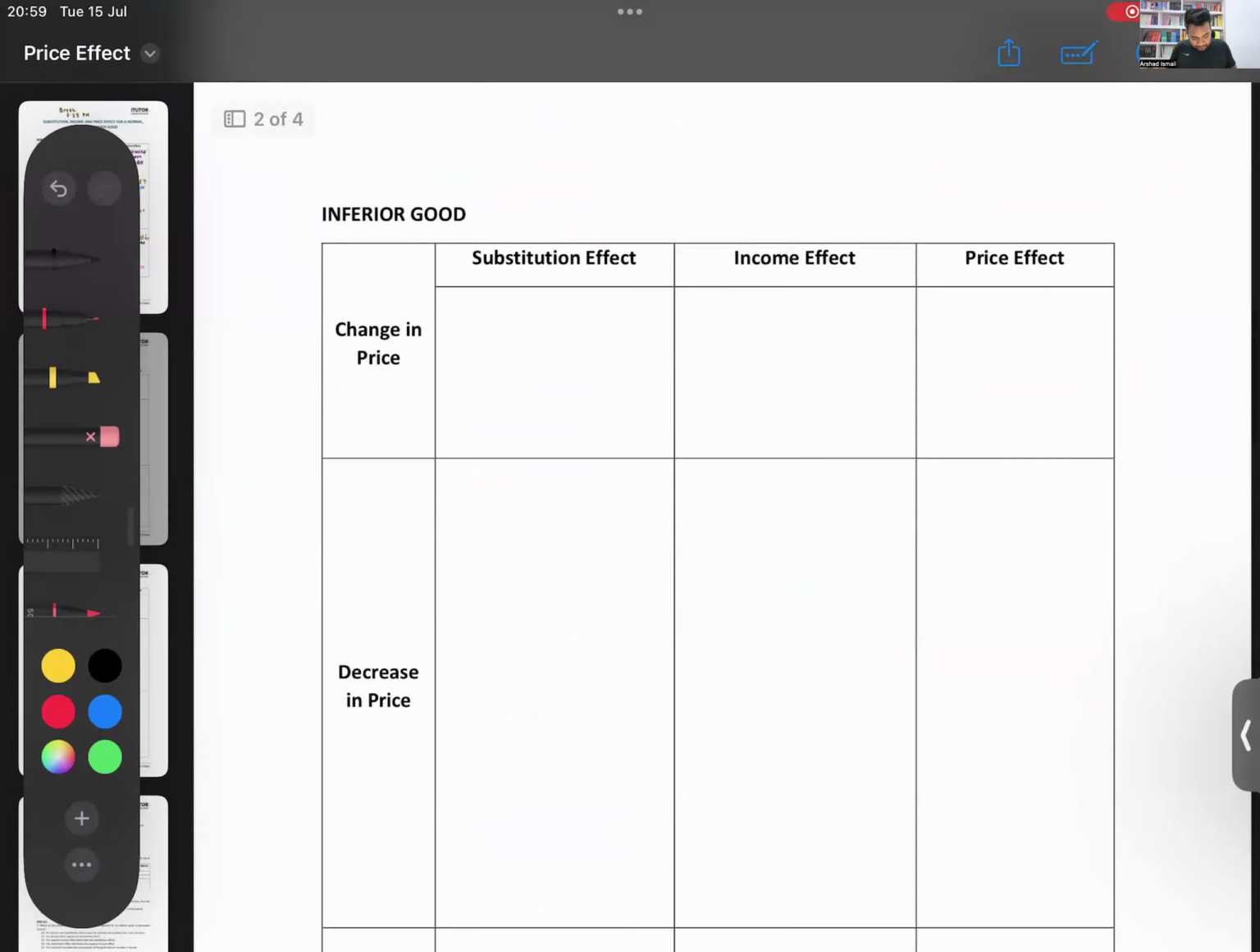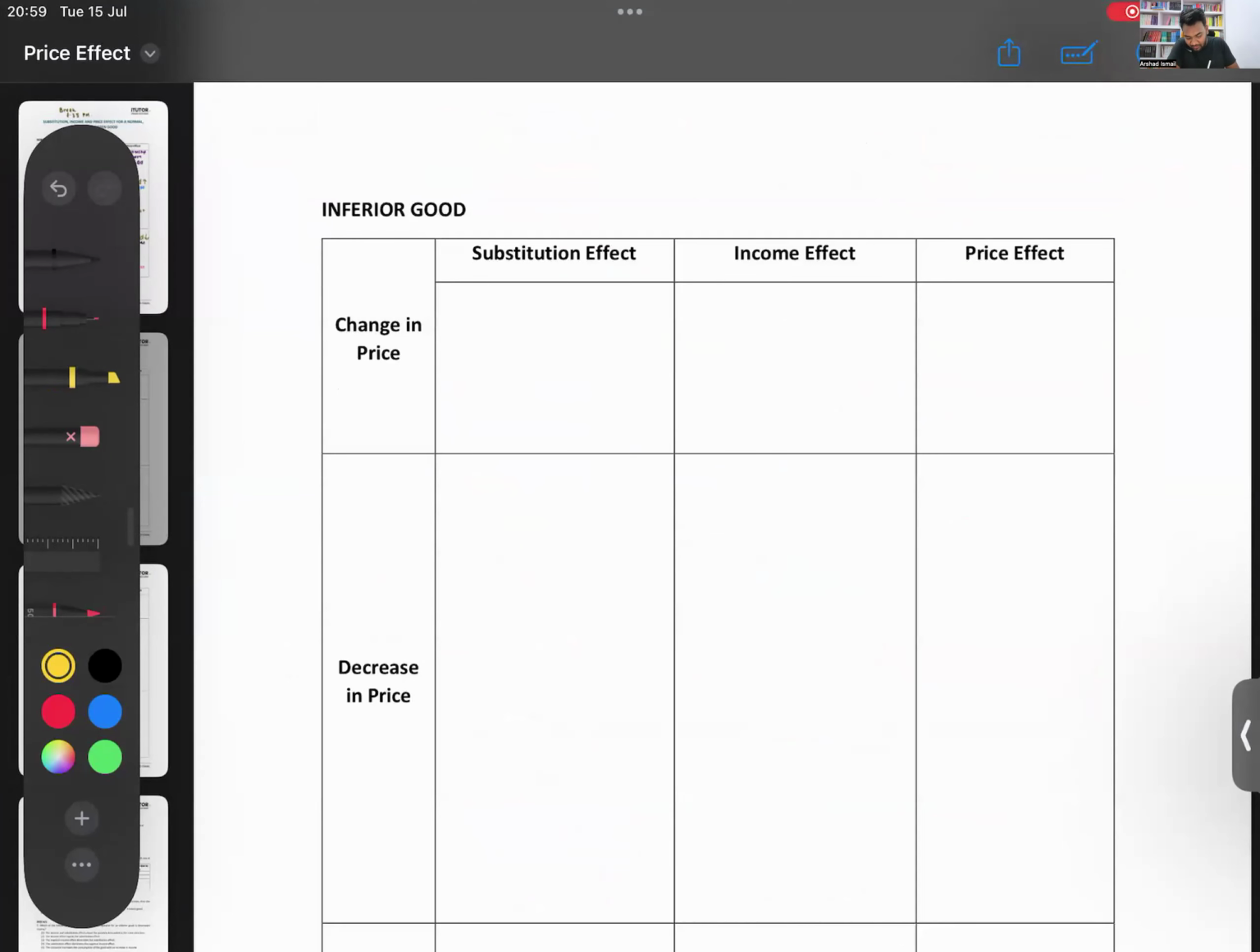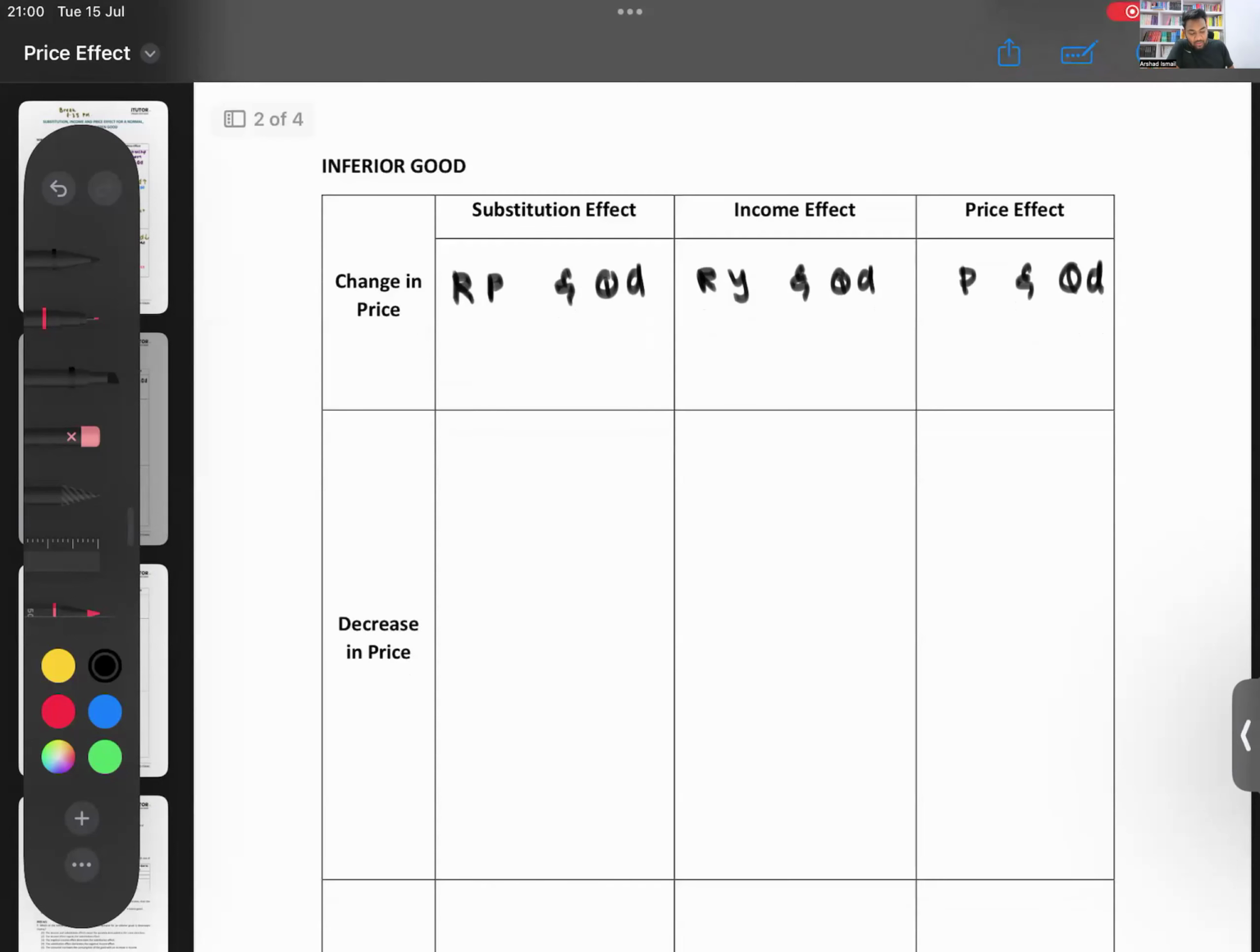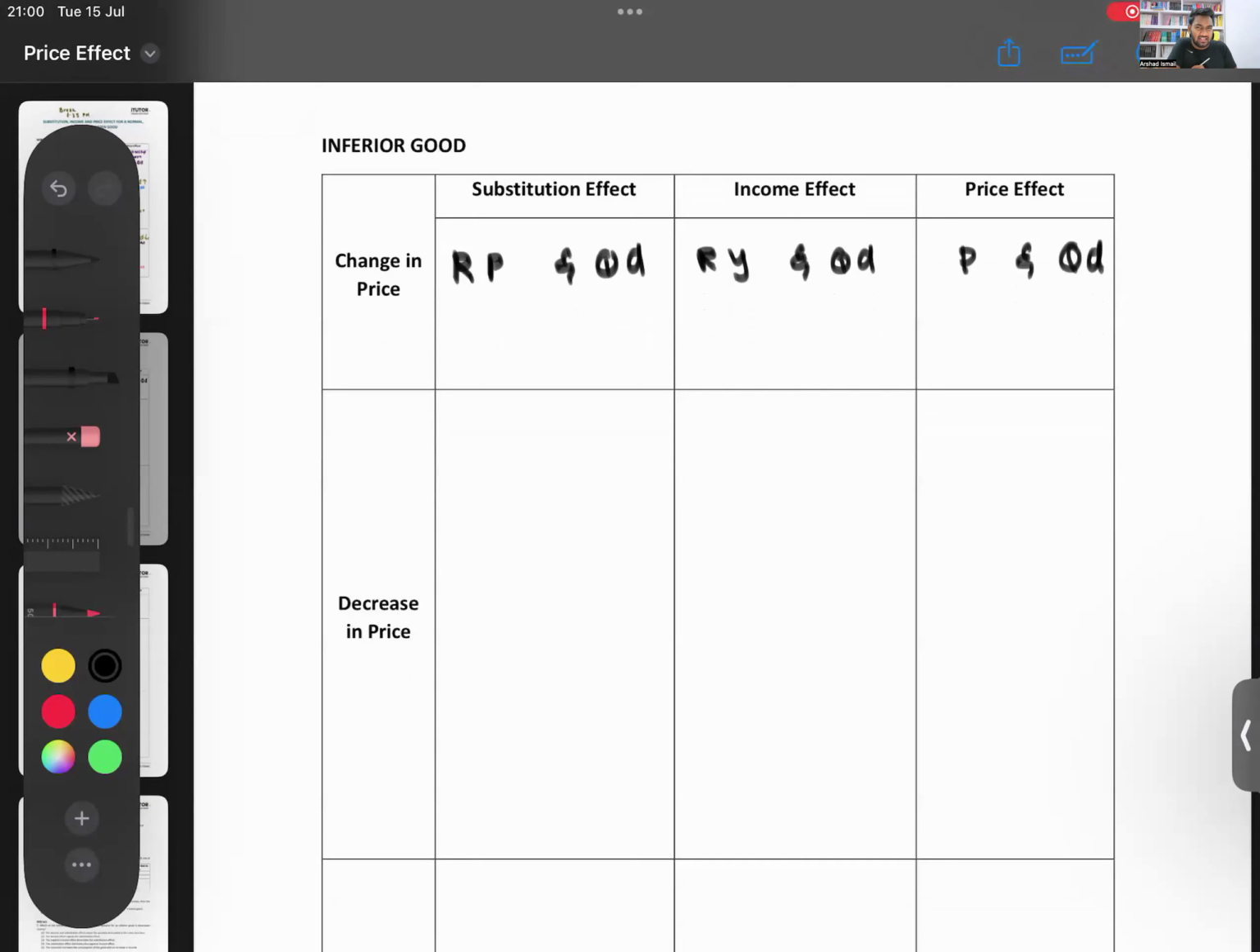Now, this is easy. For an inferior good, again, same thing. Remember, for the substitution effect, we look at relative price and QD and the relationship between these two. For the income effect, we look at the relationship between real income and QD. Here we look at the relationship between price and QD. Now, inferior good: think of something like ceiling fans or margarine.